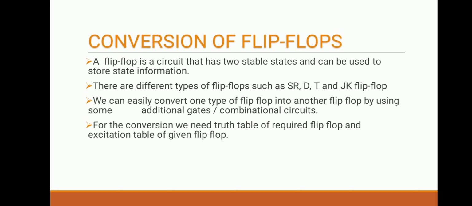So, starting with the flip-flops, a flip-flop is a circuit that has two stable states and can be used to store the state information. There are different types of flip-flops such as SR flip-flop, D flip-flop, T flip-flop and JK flip-flop. We can easily convert one type of flip-flop into another flip-flop by using some additional gates and combinational circuits. Like we can convert SR to JK flip-flop, SR to T flip-flop, D to T flip-flop and many other conversions are possible. For the conversion, we need the excitation table of required flip-flops.